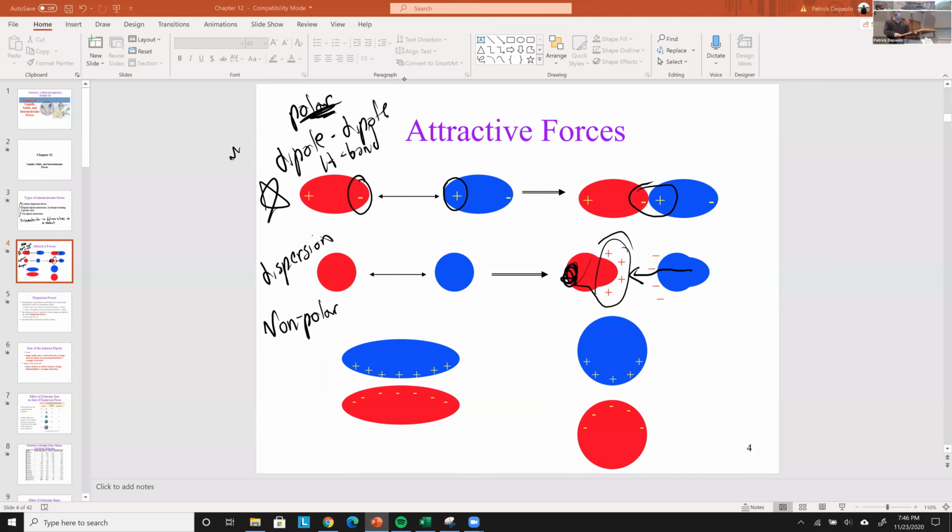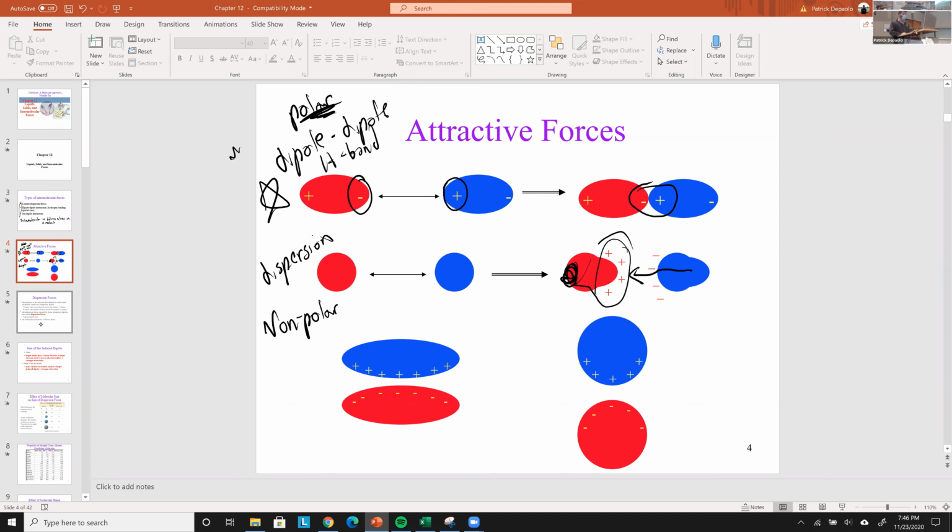So that's that. But they all follow the same idea, that either the dipole was there to begin with, or it's induced from some kind of collision or some kind of chaotic event, which then allows the pluses to go near the minuses of neighboring molecules.